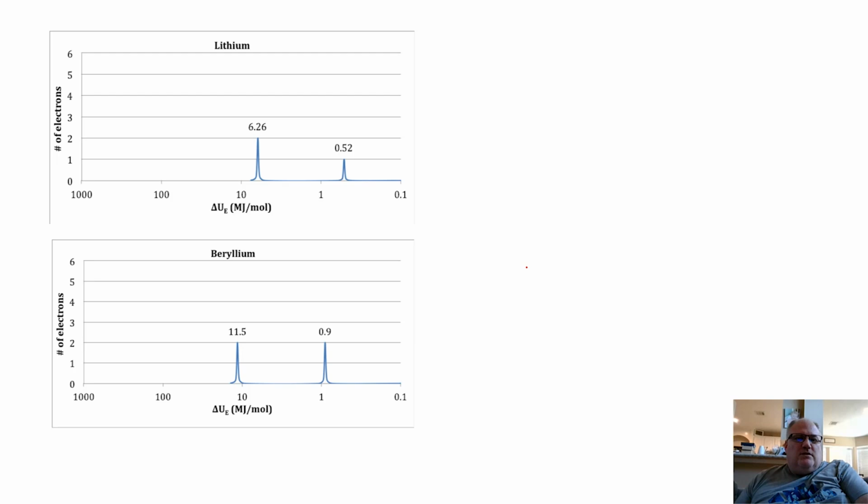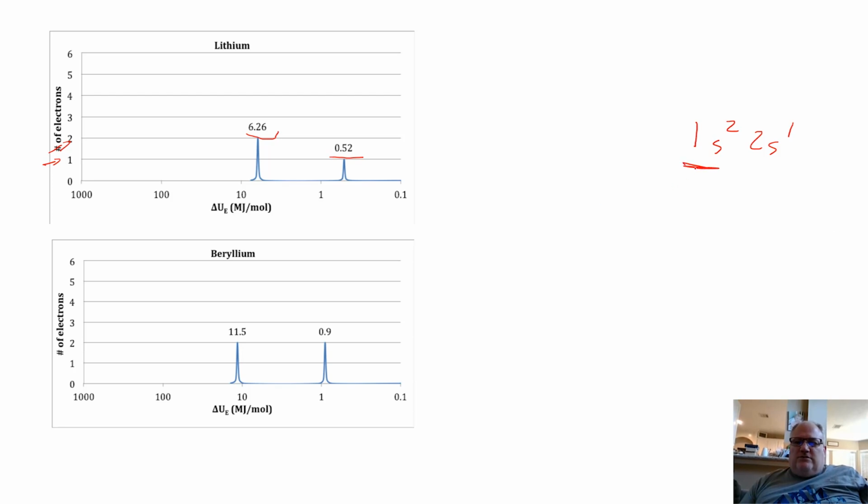Let's move on. What if we went to lithium? If we look at lithium, lithium is 1s2 2s1. Agree? So if we take a look at this, what do these bumps represent? Do you see how we have 2 electrons right here at 6.26, and we have 1 electron here at 0.52, and if you're wondering how we get the electrons, it's right over here, right? And the 6.26 is the amount of energy that's required to remove these 2 electrons from the atom, and 0.52 is the amount of energy required to remove this 1 electron from the atom.